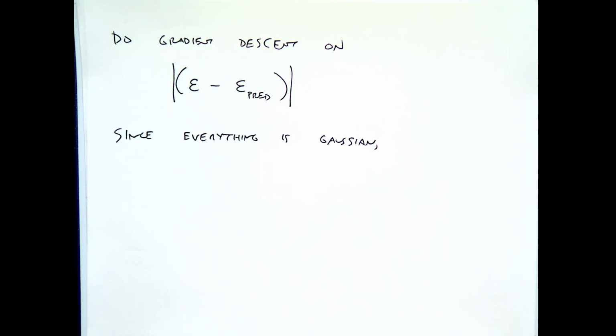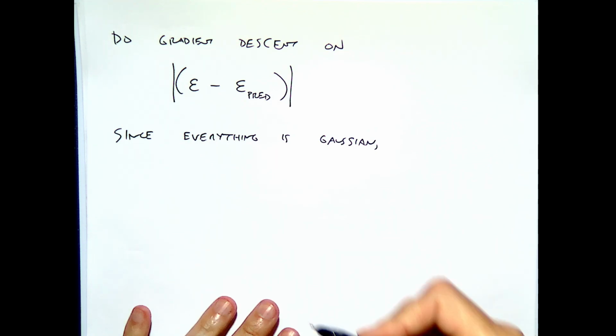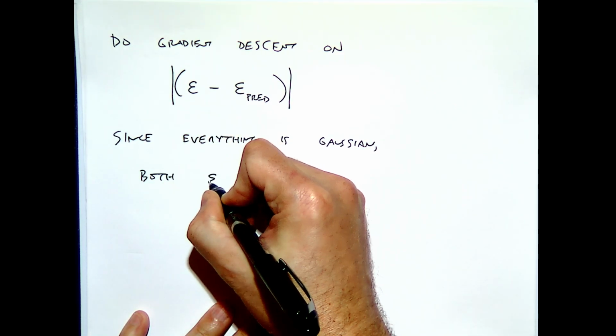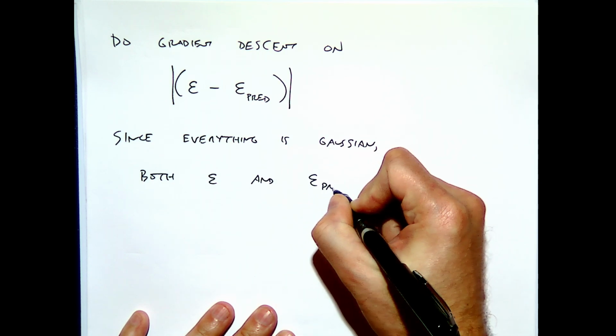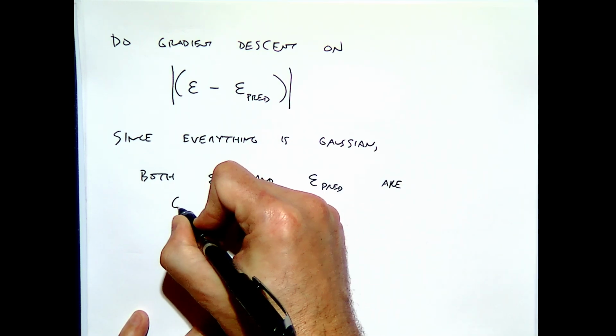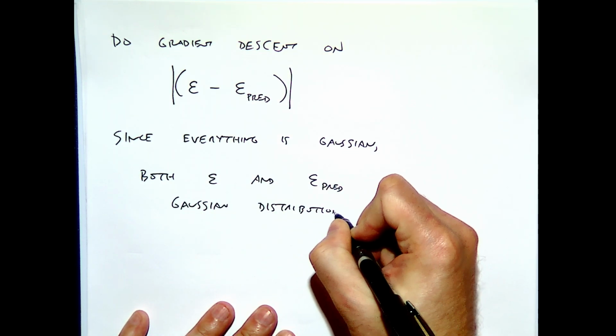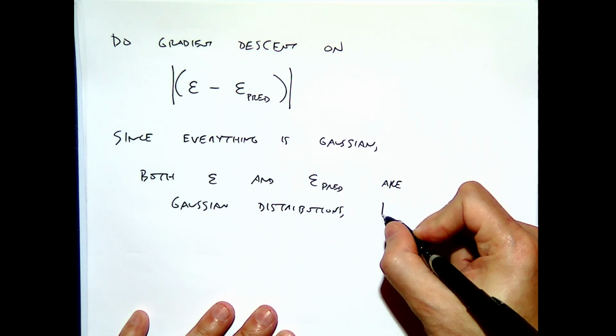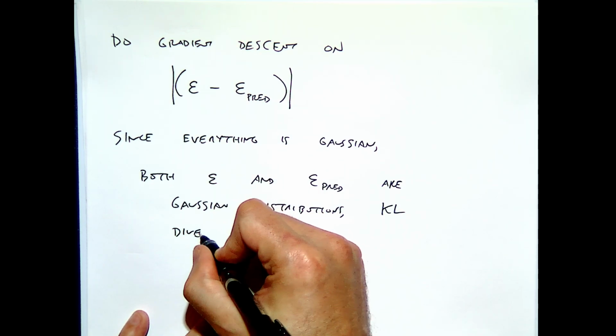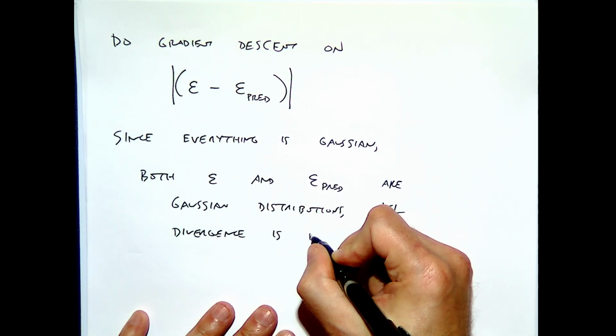what I'm doing is trying to write a loss function that depends on the difference between two distributions, right? The known distribution that was added, because I have my training data, and the distribution that's being predicted by the network. Both of those things are Gaussian, and so since both epsilon and epsilon predicted are Gaussian distributions, then what's called the KL divergence is easy to compute.